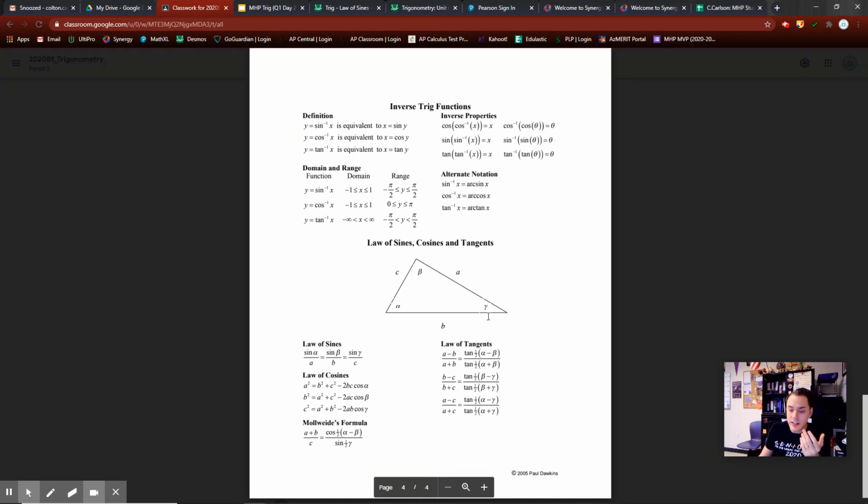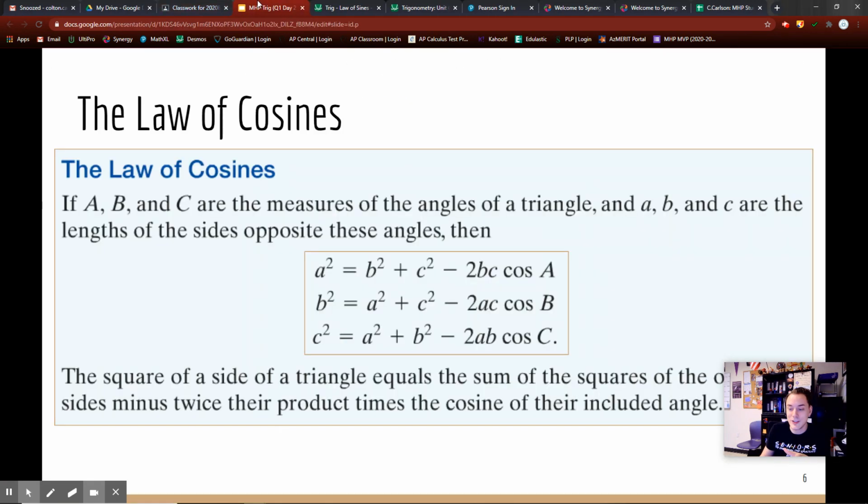A lot of these, like the law of tangents, we're not going to do. All right, we don't need to do that, and we're not going to do Mollweide's formula. So don't worry. We're only going to be doing the law of cosines and law of sines here. So those are the only ones that we're going to be doing. But it is right here for you. So just FYI, make sure you know your formula sheet's helpful. Okay.